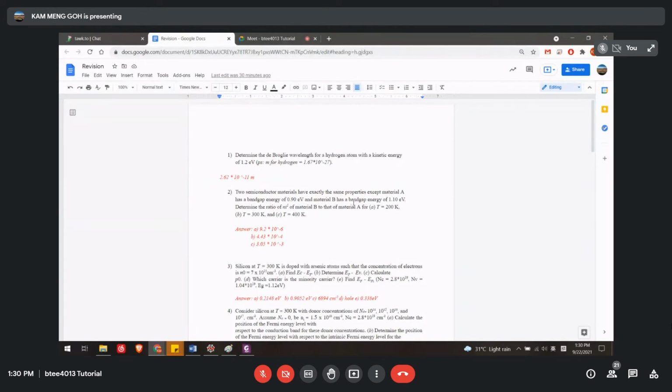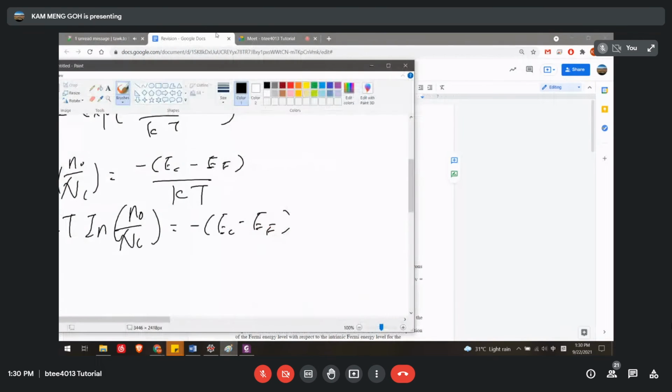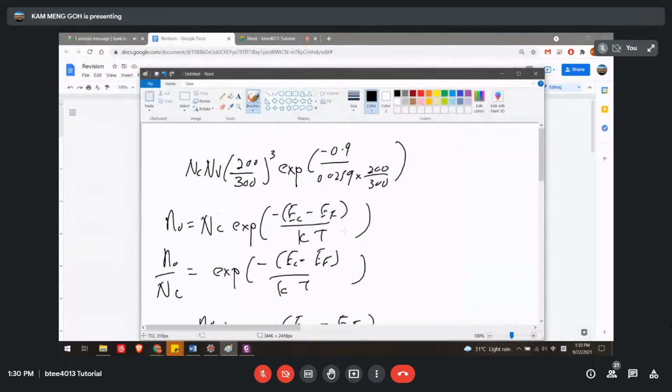Determine the de Broglie wavelength for the hydrogen atom with a kinetic energy of 1.2 eV. The mass of hydrogen is 1.67 times 10 to the power negative 27 kg. This one is in SI unit. So let's see how we're going to do this question.